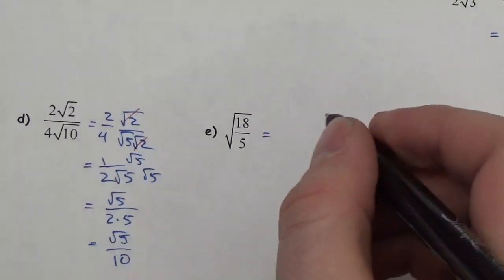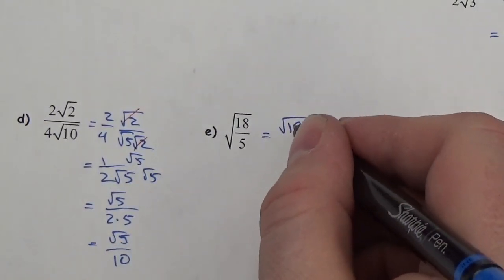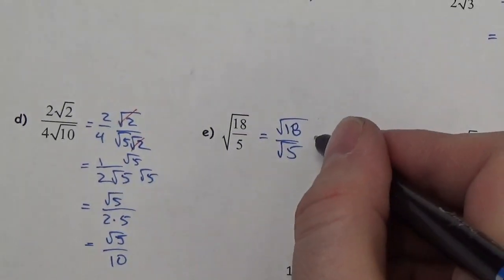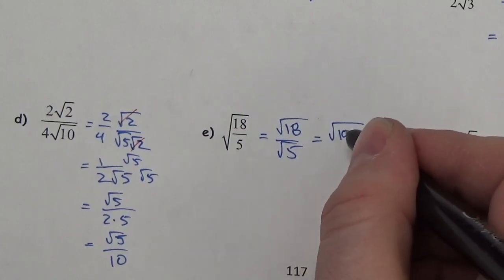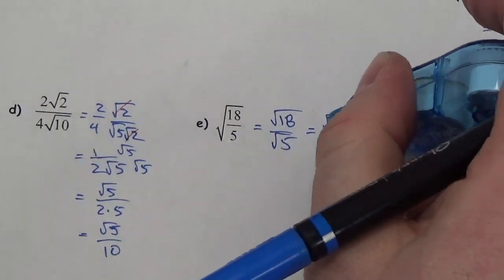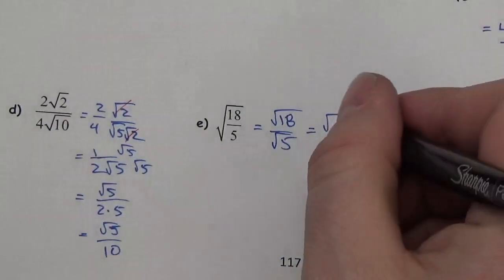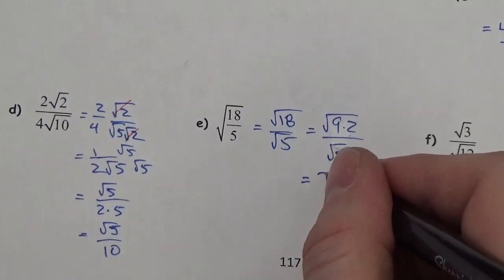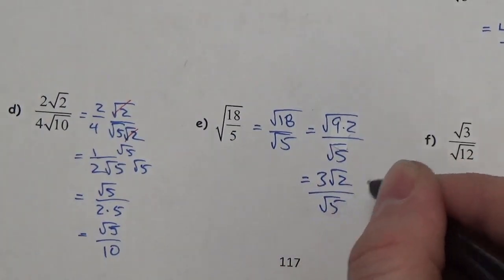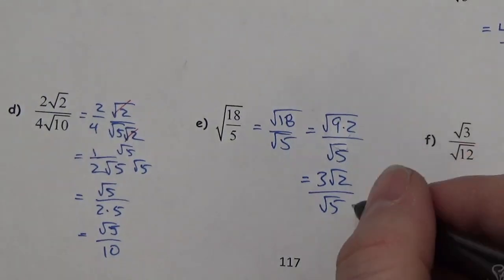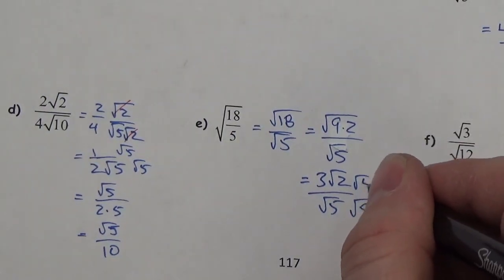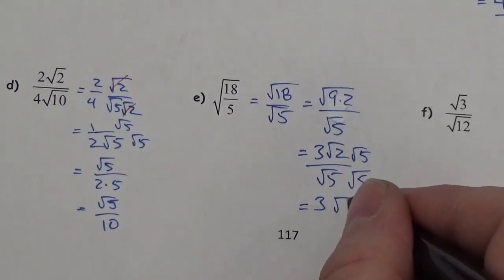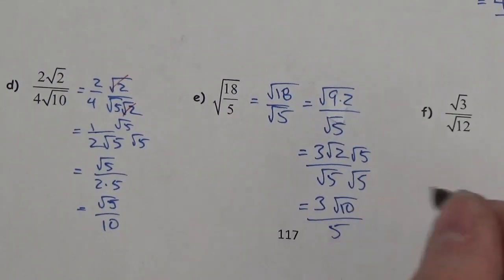Over here, okay, first of all, I'm going to split this up into root 18 over root 5. And before I rationalize, I'm going to turn that root 18 into root 9 times 2, over root 5. And so the numerator becomes 3 root 2 when I pull the square root of 9 out. And now multiply numerator and denominator by root 5. So in the numerator, root 5 times root 2 will be root 10, and then the root 5 times root 5 in the denominator is just 5.